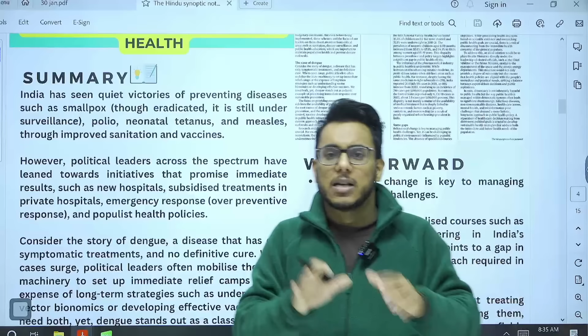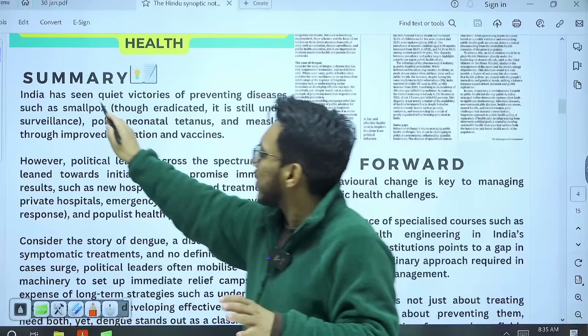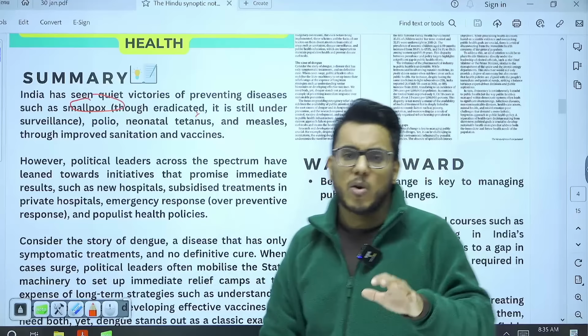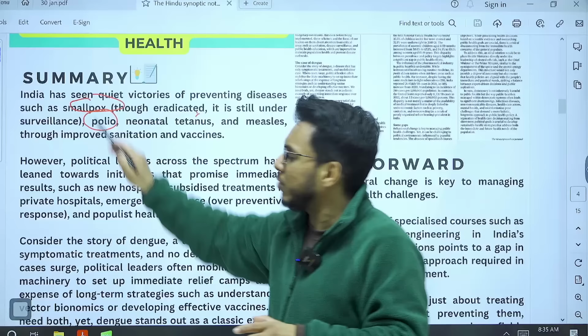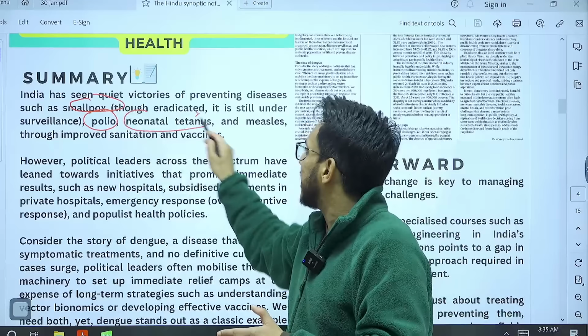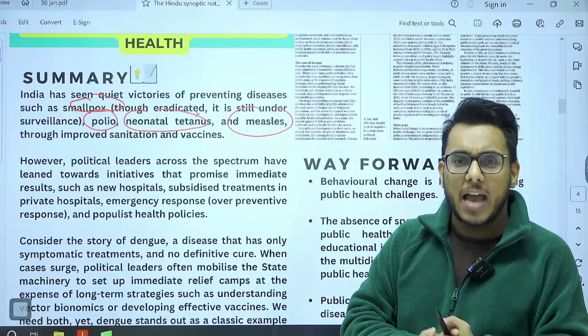For example, to a considerable extent we have been preventing smallpox. Though it has been said that smallpox has been completely eradicated, surveillance is still going on. Also, we have fought polio and eradicated polio too. Then neonatal tetanus, measles, all these diseases we have eradicated. Why? Because of improved sanitation, improved cleanliness.